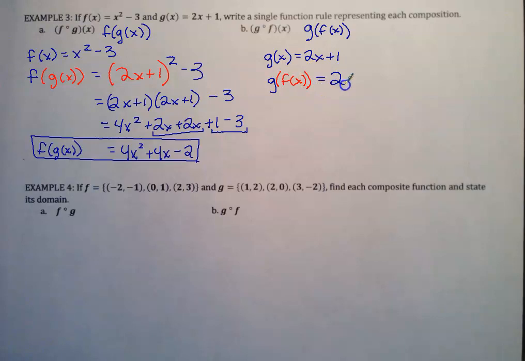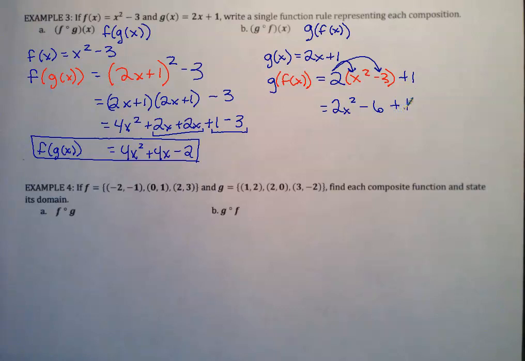So it's going to equal 2 times x. What's my x then? Because I want f of x this time. So it's x squared minus 3. That's okay. All right. And then plus 1. Okay, so I need to distribute. 2 times x squared, 2x squared. 2 times negative 3, minus 6. And then I have plus 1.